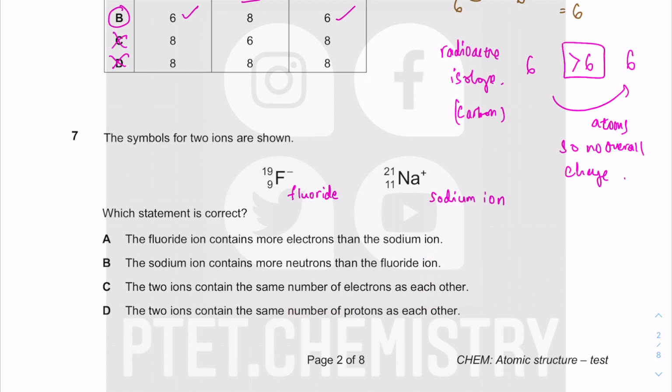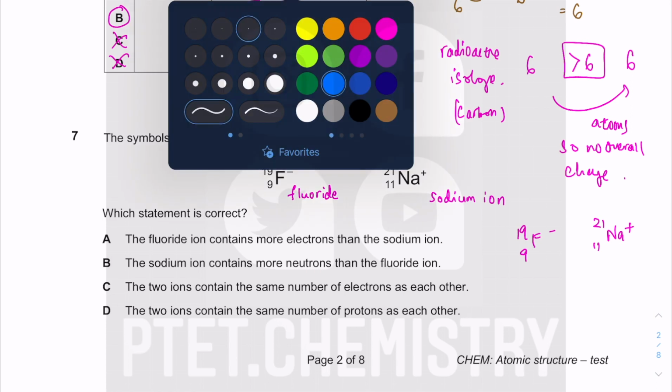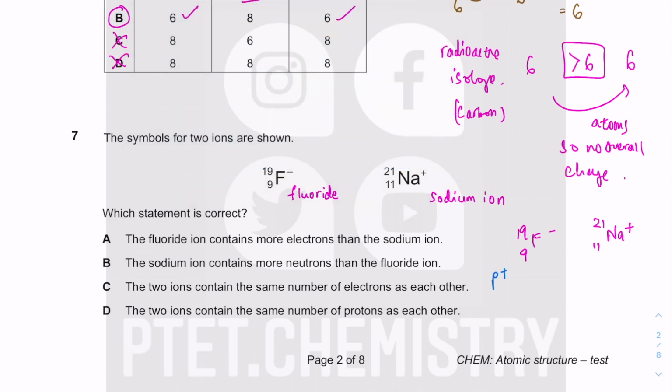If I were you, I would very quickly set up my proton, electron and neutron counting. I can see that one of them is about neutrons, so I do still have to work out the number of neutrons as well. Protons must be 9 and 11 because these are the proton numbers. Electrons is the tricky one.